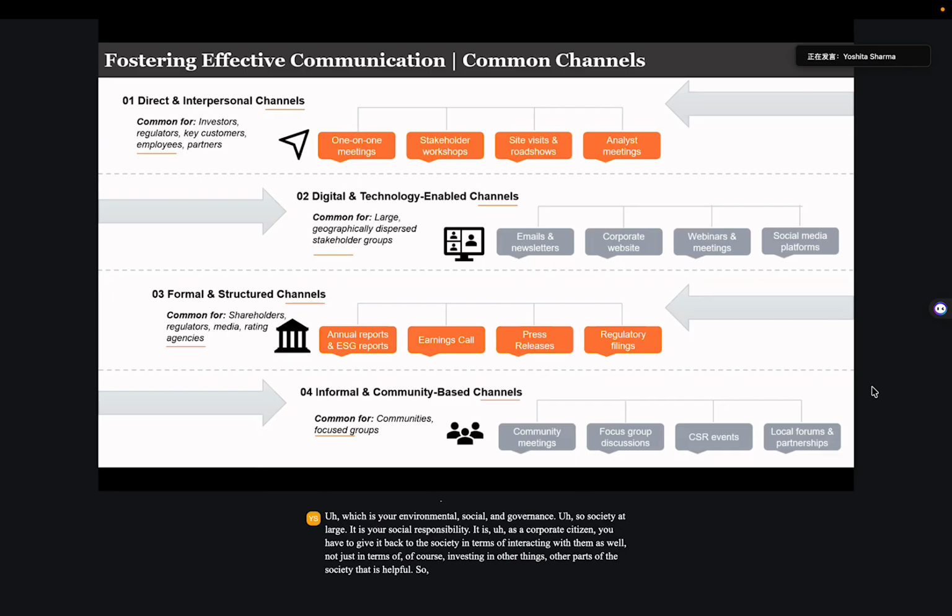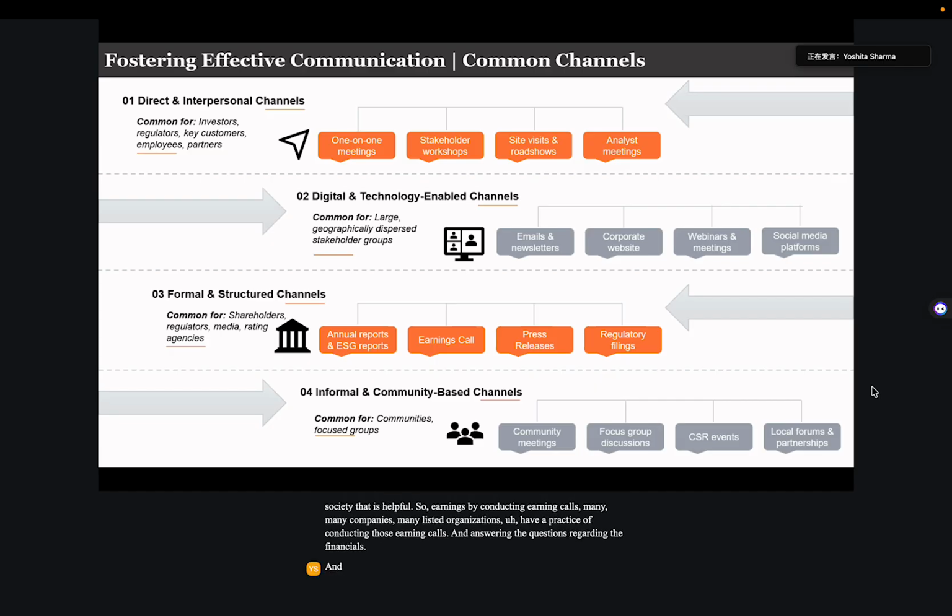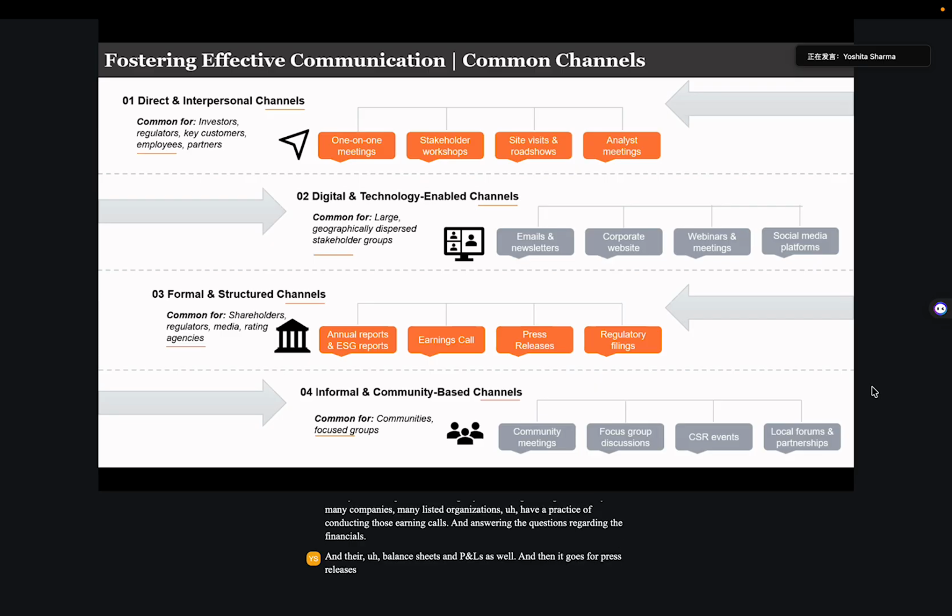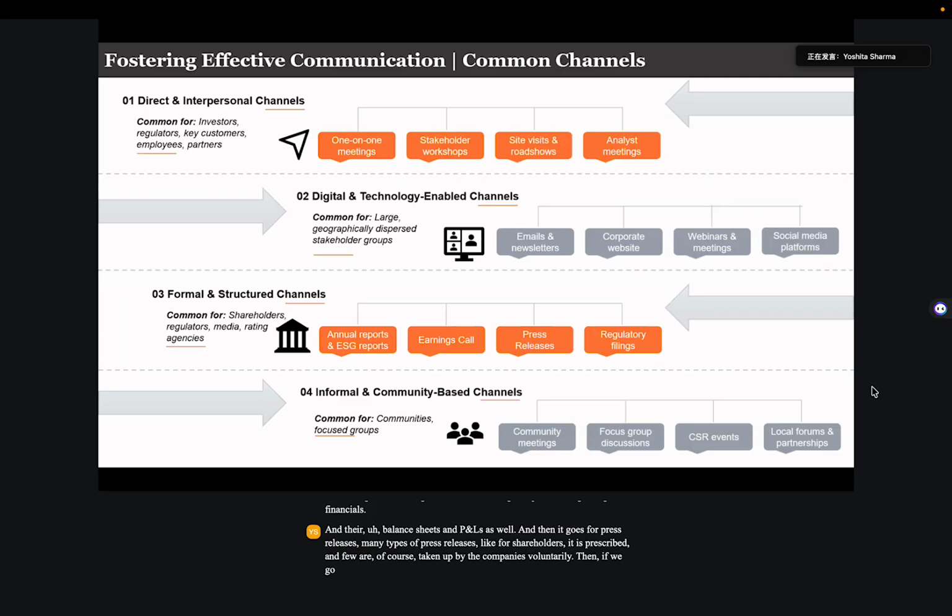So by conducting earning calls, many listed organizations have a practice of conducting those earning calls and answering the questions regarding the financials and their balance sheets and PNLs as well. And then it goes for press releases. Many types of press releases, like for shareholders it is prescribed, and few are of course taken up by the companies voluntarily.